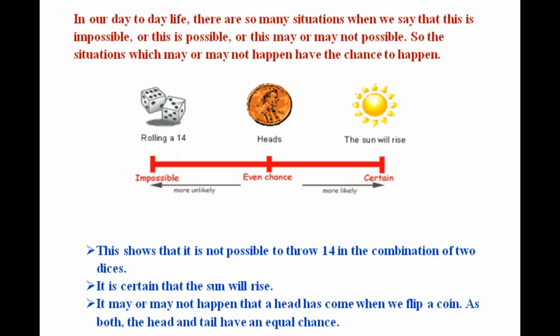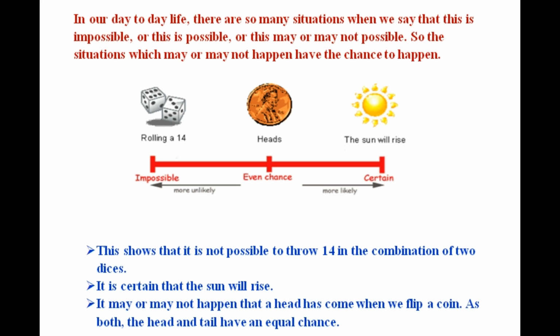So now we will see some more examples from our day-to-day life. There are so many situations when we say that this is impossible, or this is possible, or this may or may not be possible. So the situations which may or may not happen have a chance to happen. You see the pictures. The first one, rolling a die, that is throwing a die. In throwing a die, you are getting 14. So this shows that it is not possible to throw 14 with a single die.